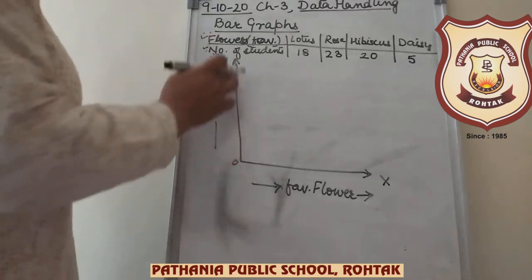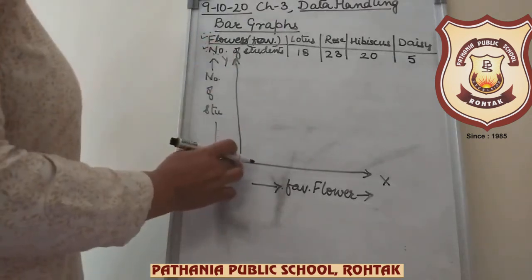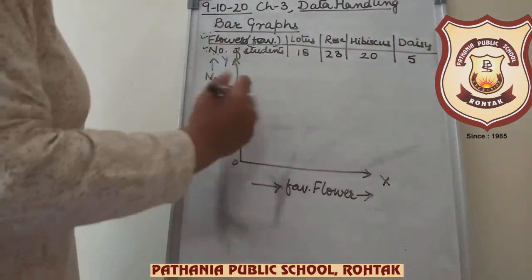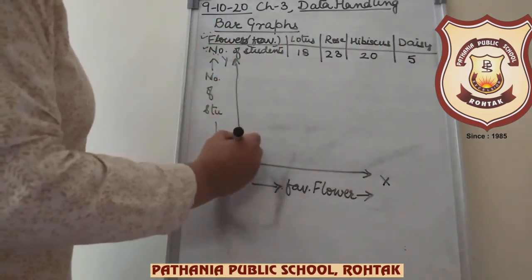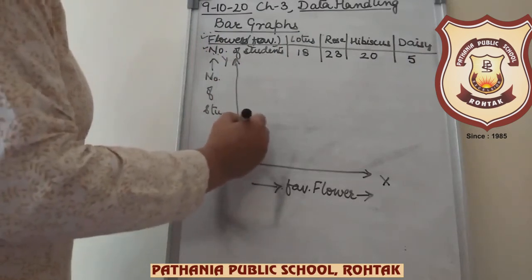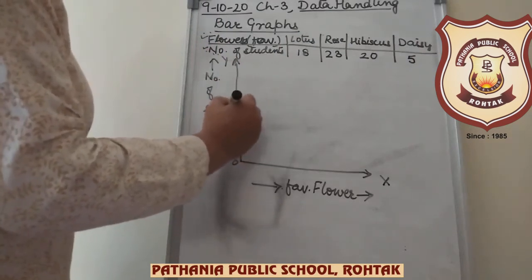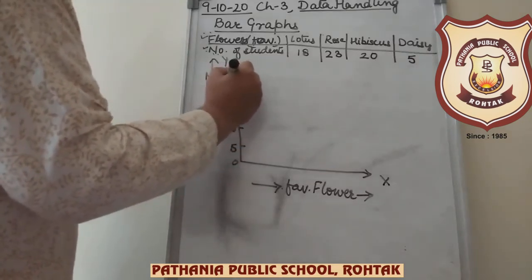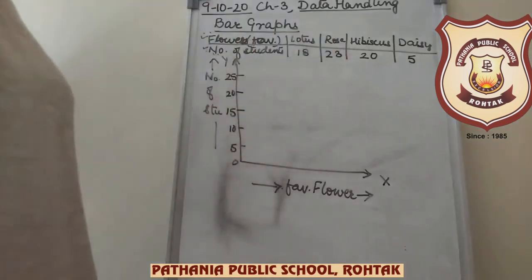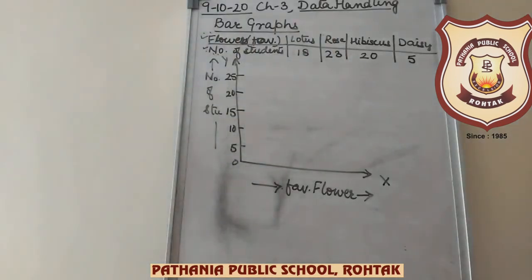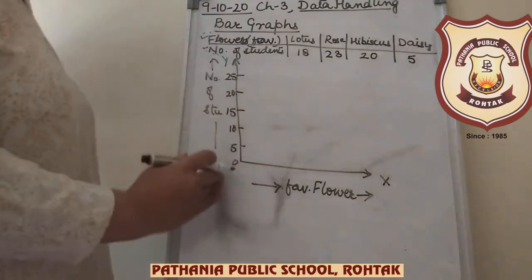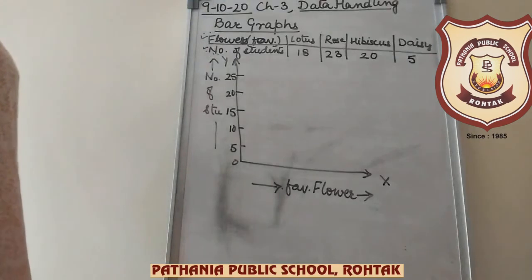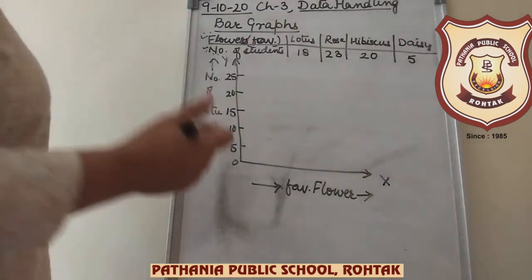Zero, as the numbers are going to be on the y-axis, so the 0 value will start from here. Now you can see, instead of marking 1, I will take each gap of 5, 10, 15, 20, 25, because the last value is 23, so up to 25 I have marked the values. In your notebook you can use the scale or the graph paper, that is your choice.